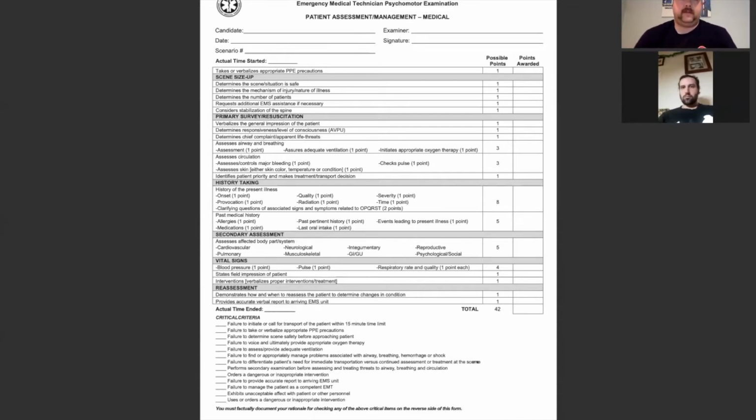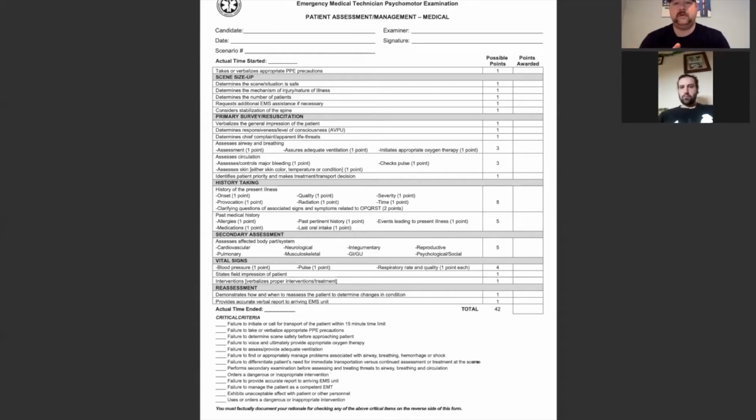Okay, now it's time to assess his airway and breathing. We're going to see if he's having adequate ventilation, maybe by watching his chest rise and fall. At this point you could try to determine the number of respirations, and then also initiate appropriate oxygen therapy. Like I told you earlier, the book talks about only initiating oxygen at 94% or below.